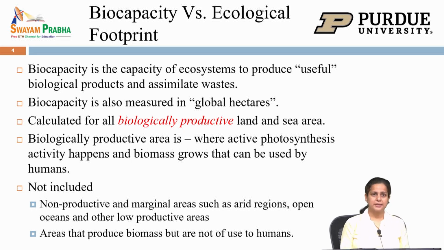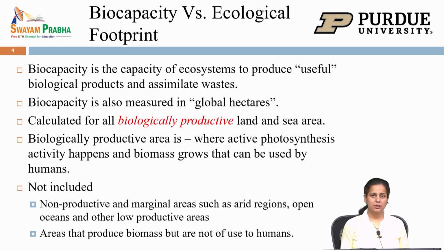So, the idea is that whatever we are consuming in land is the ecological footprint, but biocapacity is actually the limitation. So, we are concerned about the resources where we have limitation of use. Here, biocapacity is the capacity of ecosystems to produce useful biological products and also assimilate waste. Anytime we exceed this biocapacity, we say that our ecological footprint is unsustainable. We also measure biocapacity in terms of global hectares.